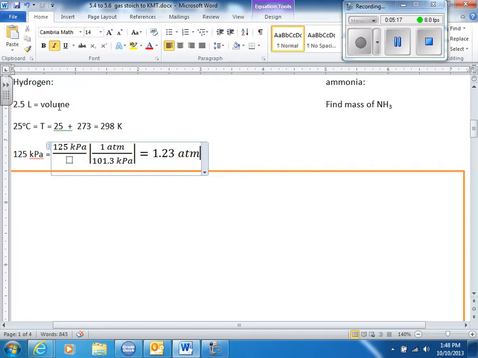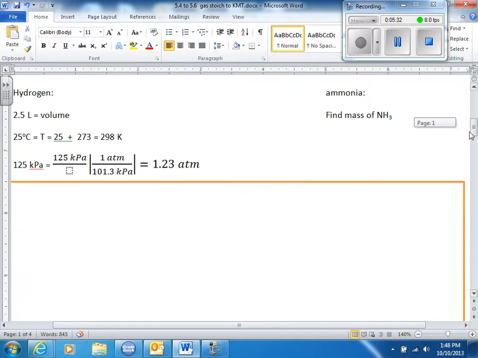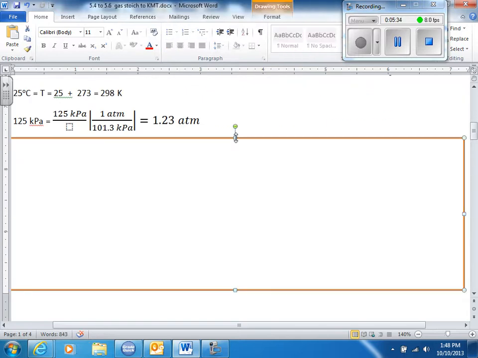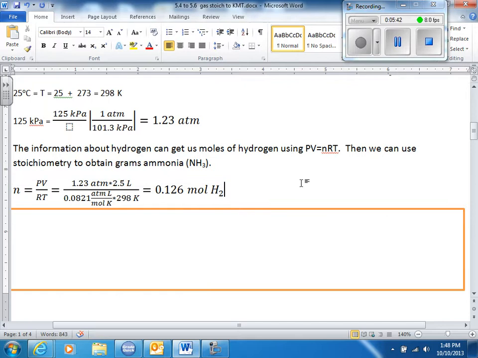What could I find if I have volume, temperature, pressure? I can find moles of hydrogen. If I can find moles of hydrogen, can I get grams of ammonia? You betcha, stoichiometry. So this time we're going to go backwards. We're first going to use PV equals nRT to solve for n. So notice I've isolated n right here. n is PV over RT, and then I plug in all my numbers.